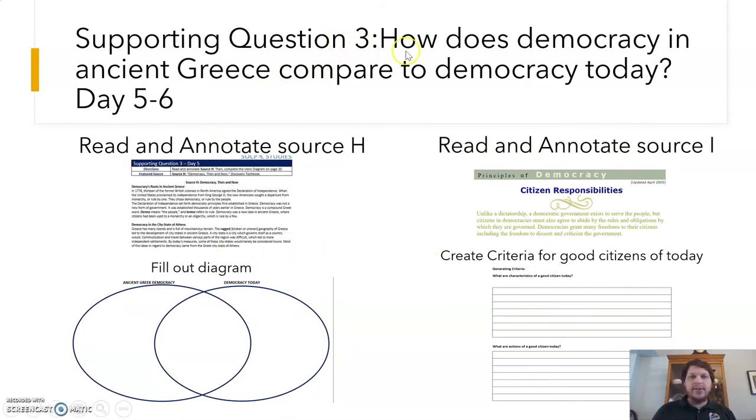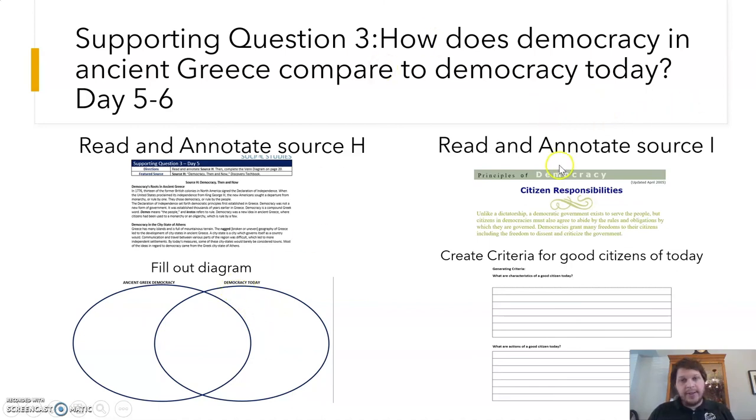Around supporting question 3, how does democracy in ancient Greece compare to democracy today? I would say day 5, you're reading and annotating source H. Don't be fooled by that screen capture. Source H is a lot longer. And then filling out the diagram. Ancient Greece democracy, what's different from democracy in ancient Greece, and then democracy today, and then what's similar in the center. Really think about this. This is really important to see how governments have changed.